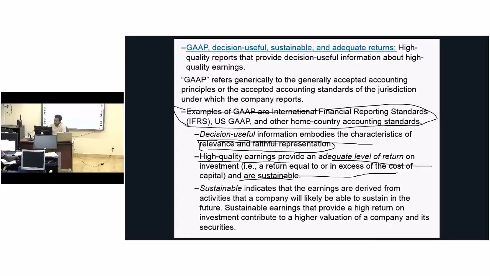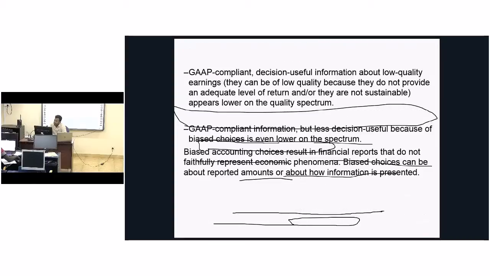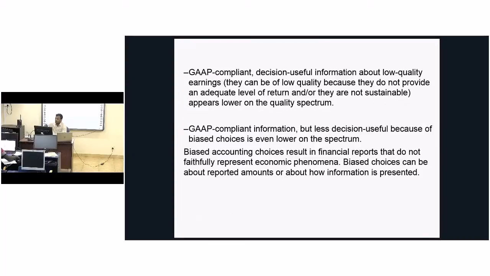The sustainable earnings that provide a higher return on investment contribute definitely, what is it? If you can remember, in valuation, higher valuation. Understood? Why? Your expected cash flows will be high. Also, even if reports are GAAP or IFRS compliant and decision useful, the earnings can be low quality because they do not provide an adequate level of return, or they are not sustainable. If so, definitely it is low quality, low earnings quality.